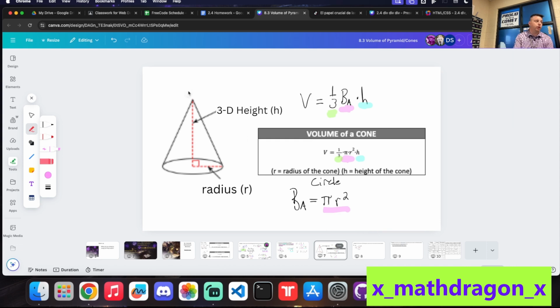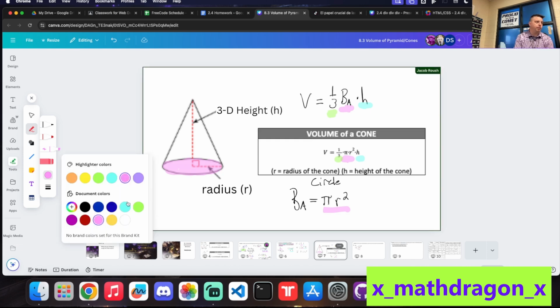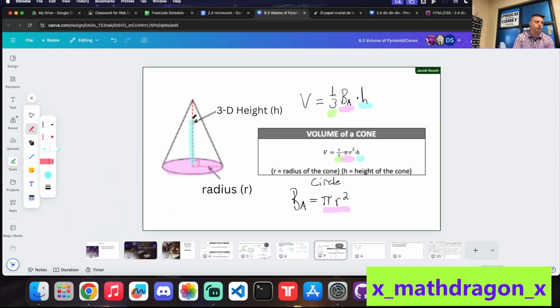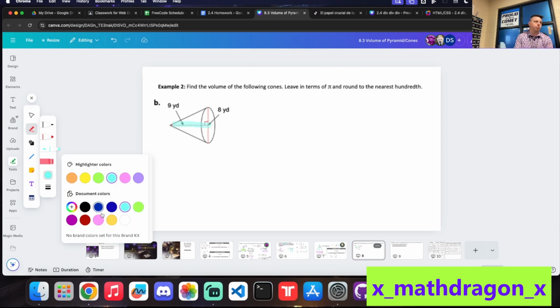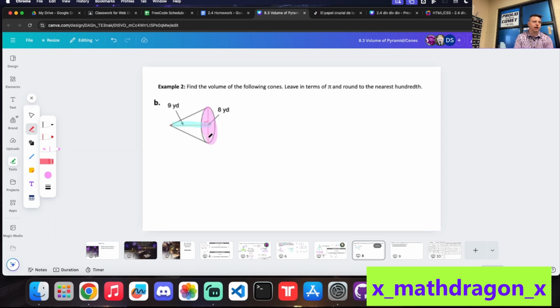But remember, the 3-dimensional height, if you look at the picture, this is my base area. The circle is your base area. And then your 3-dimensional height comes from the center of the circle straight up to the point. So when we look at the next one, our 3-dimensional height is turned on its side. And our base area is turned on its side. One-third base area times 3-dimensional height.